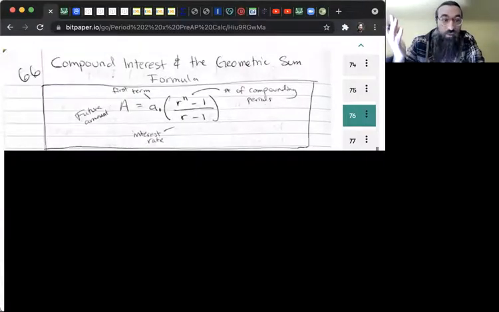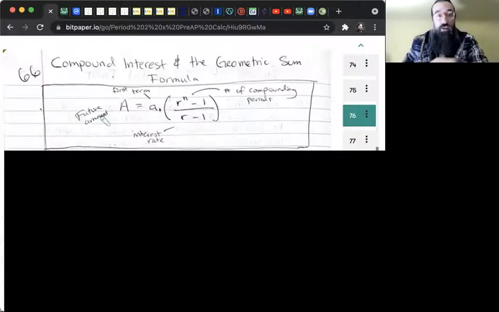All right, folks, we're going to talk about compound interest, the geometric sum formula. It's written right here, and you can see that I've labeled everything already. So we're trying to find whatever the future amount is going to be. Typically, this number right here, that's a sub 1, so it's like a tiny 1 on the bottom, which just means the first term.